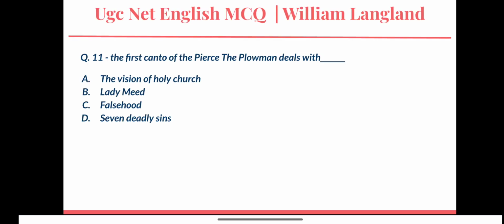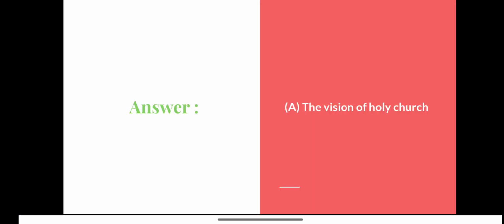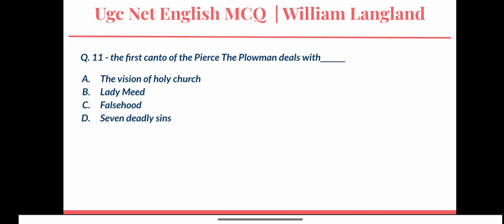And the last question of this video is, the first canto of Piers the Plowman deals with what? Option A is the vision of Holy Church. Option B is Lady Mead. Option C is falsehood, or option D, 7 deadly sins. Okay, so the right answer for this question is option A, vision of Holy Church. So the first canto of Piers the Plowman deals with the vision of Holy Church. The theme of the first canto is the vision of Holy Church, right?